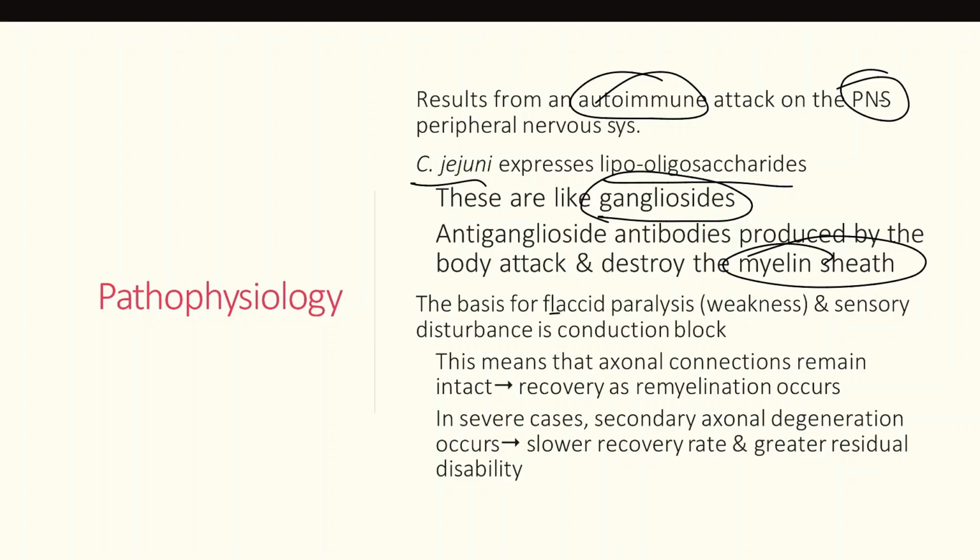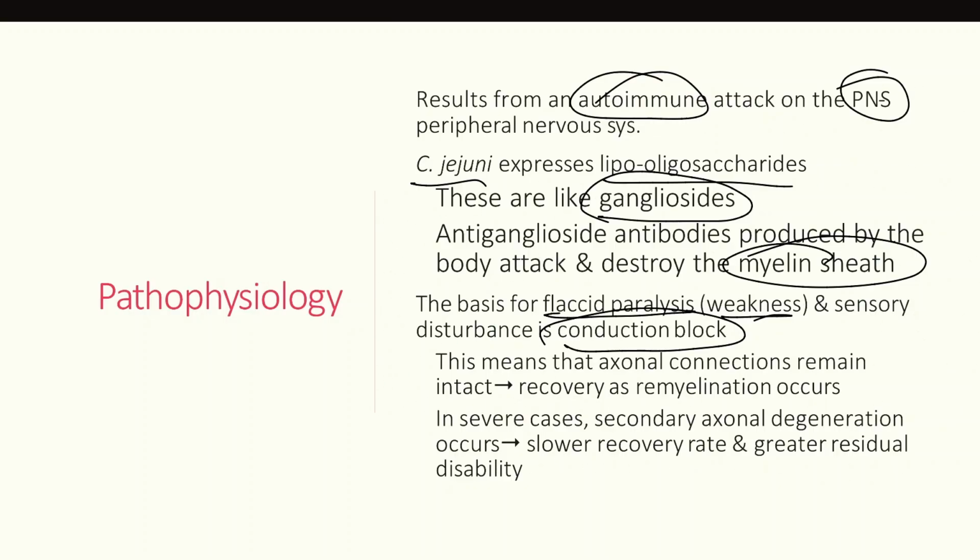The basis for the flaccid paralysis or weakness is conduction block. The impulse can't get past the nerve. So if the brain doesn't sense the impulse, you're not sensing anything from the outside environment. If the motor system is damaged from top to bottom, you're going to try and tell your leg to move, but it won't move because the conduction can't get down to your leg to move it.